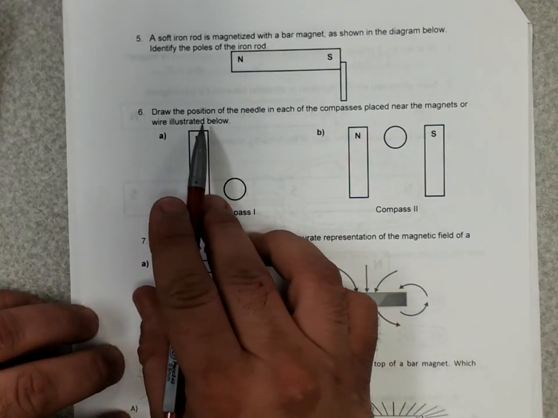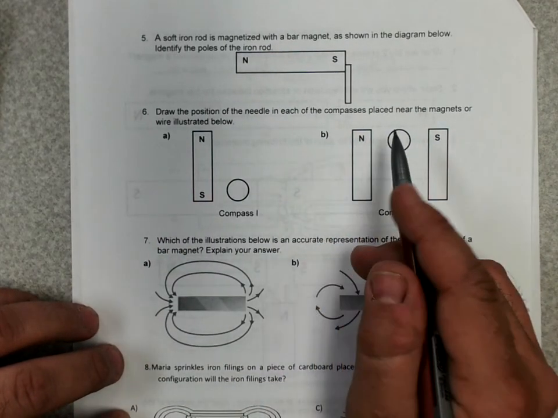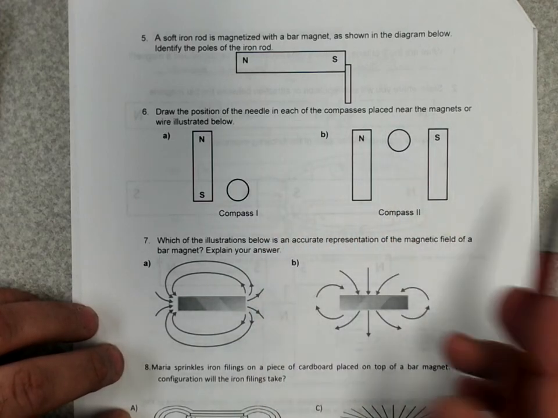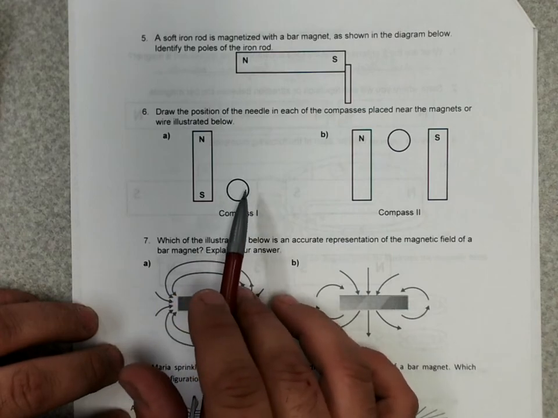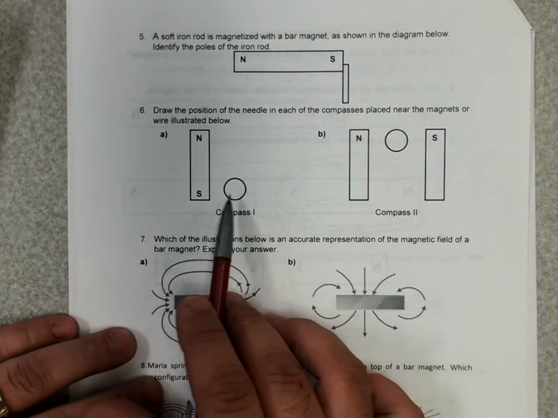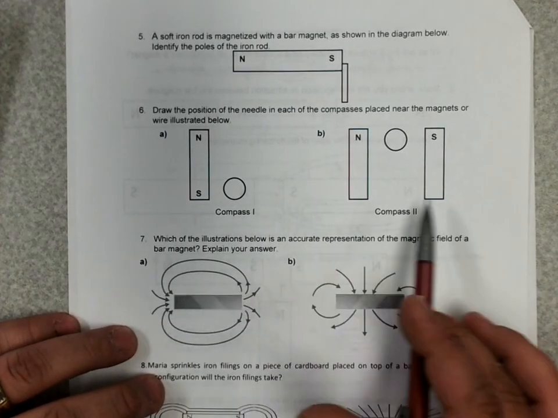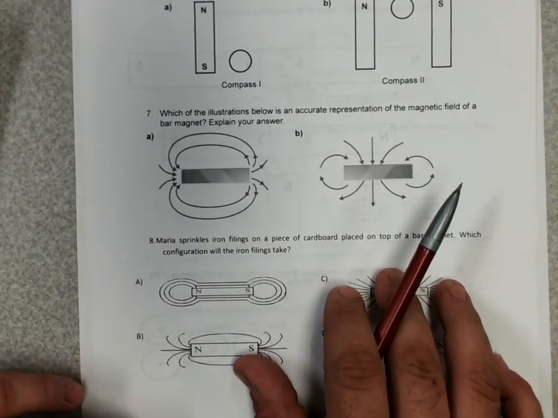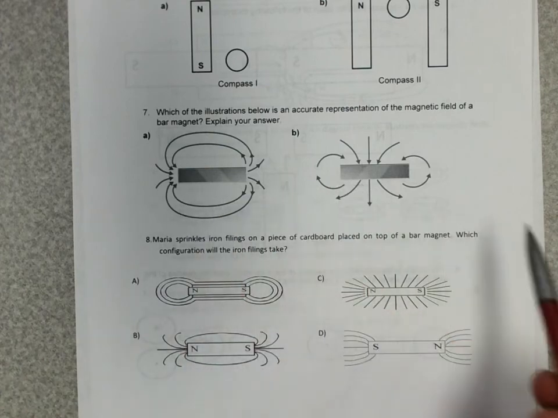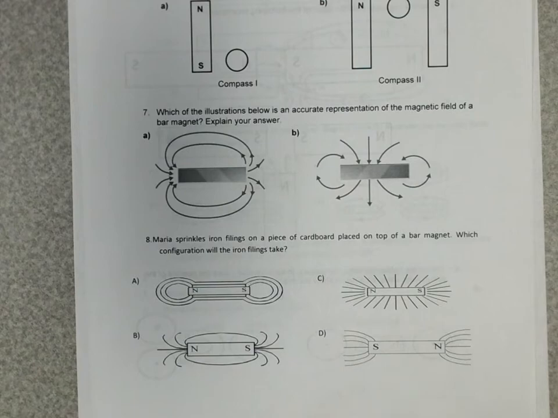Number 6 says draw the position of the needle in each of the compasses placed near the magnets or the wires illustrated. So once again, you're going to do like we did on the lab. You're also going to, like you did on number 4, indicate the direction that the compass is going to point. Number 7 says, which of the illustrations below is an accurate representation of the magnetic field? So look at A and B and tell me which one you think is correct. And then circle that answer, A or B.